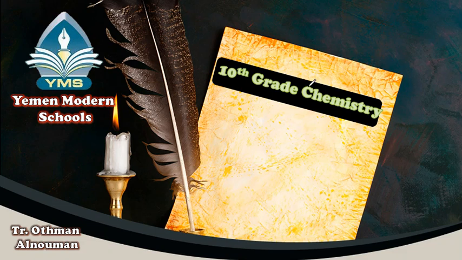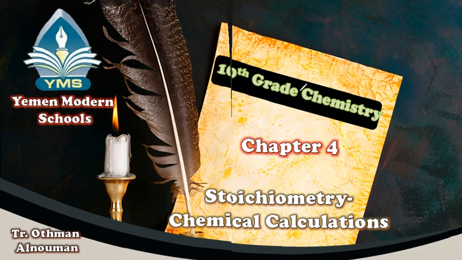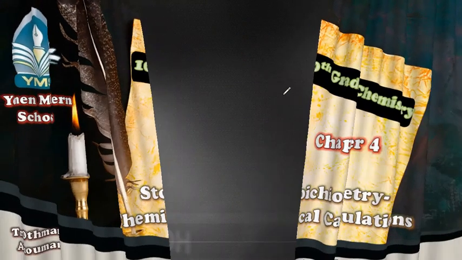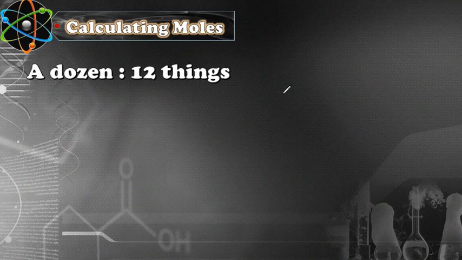Hello there. Here we're going to look at chemical calculations, and basically we're going to explore the concept of mole. So what is a mole? It is a quantity of something, okay? If we say a dozen, in a dozen you have 12 things. So instead of saying 12 things, we say a dozen. So 12 things is a dozen.